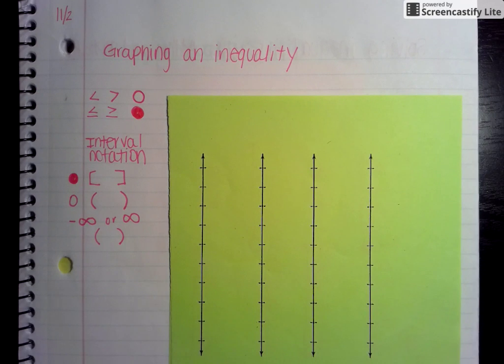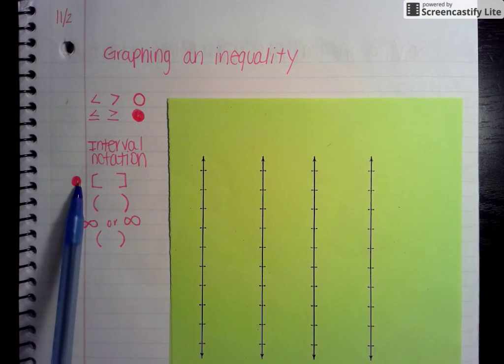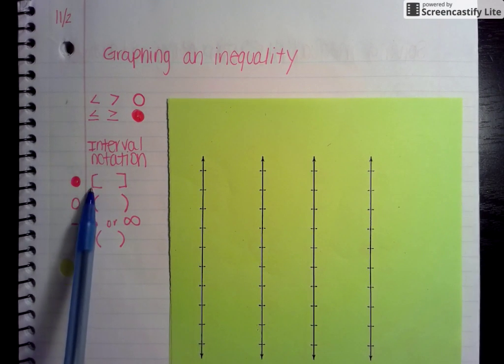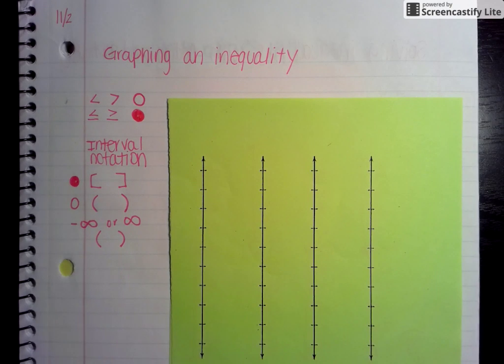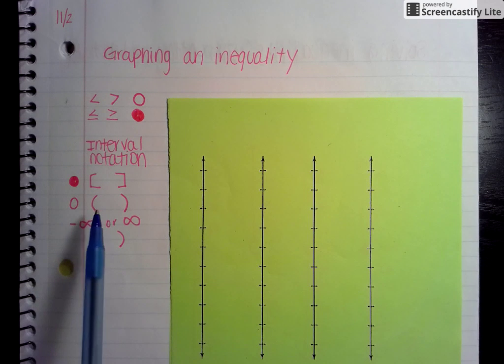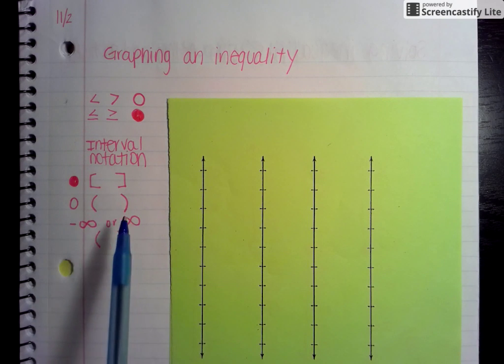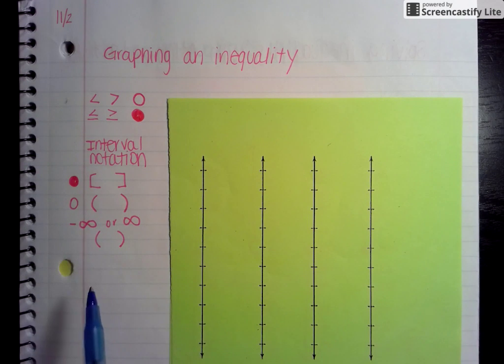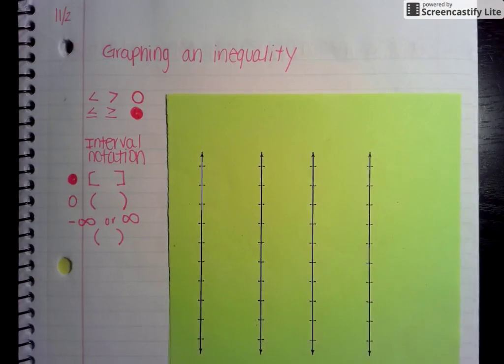And we're also going to incorporate interval notation. So if you use that closed circle, you're going to actually use brackets, and we'll talk about that in a second. If you have an open circle, so you're not including that number, it's going to be parentheses. And anytime you use negative infinity or infinity, you're going to use parentheses.